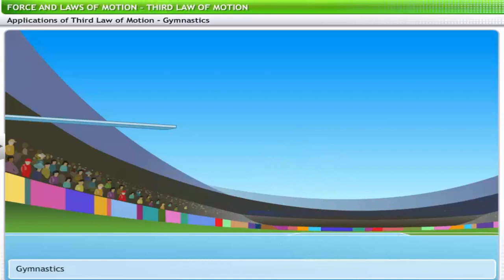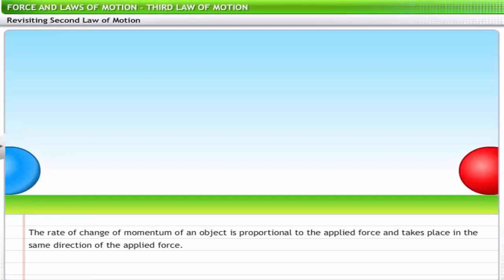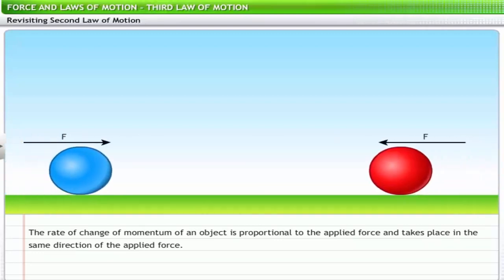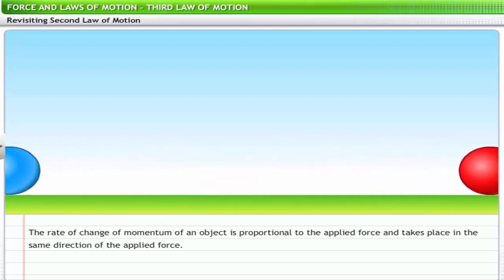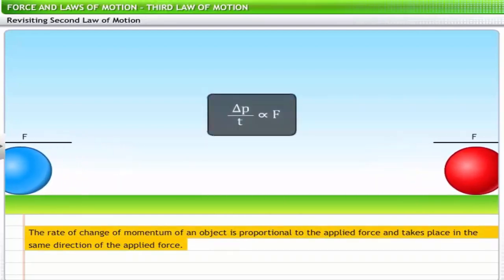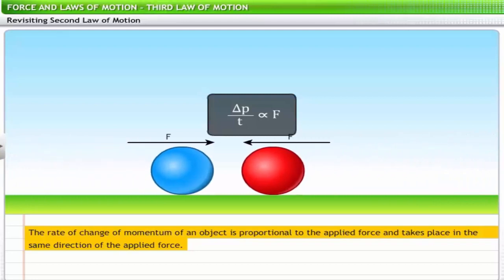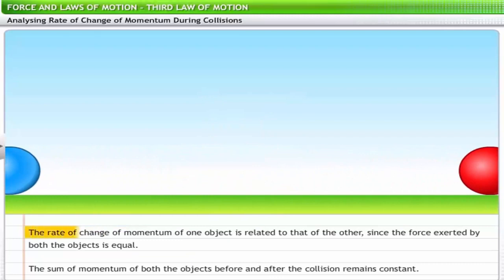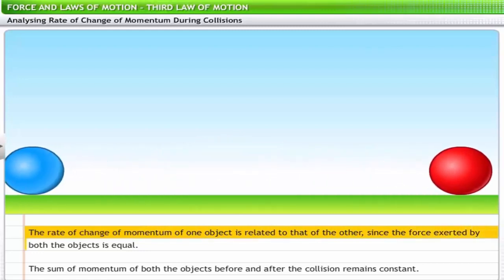This shows that every action force is matched with the reaction force, which is equal in magnitude and opposite in direction. In the third law of motion, you see two equal forces acting simultaneously against each other on two objects when an event such as collision occurs. However, according to the second law of motion, the rate of change of momentum of an object is proportional to the applied force and takes place in the same direction of the applied force. This means that during a collision, the rate of change of momentum of one object is related to that of the other, since the force exerted by both the objects is equal.